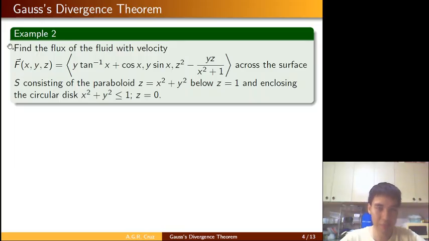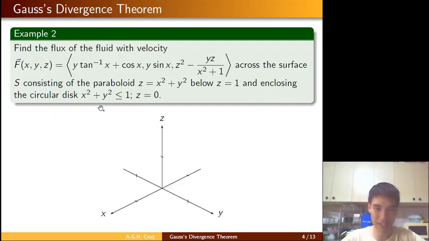Okay, next example number 2. Let's again find the flux of the fluid, this time with this velocity function, across the surface S consisting of this paraboloid over here below z equals 1, and enclosing the circular disk which is on the plane z equals 0. So let's sketch first the surface S.